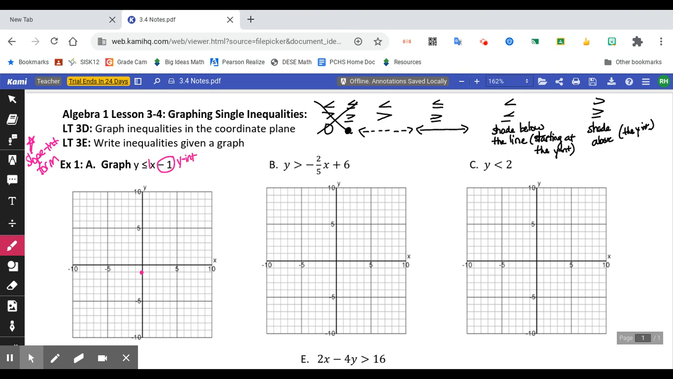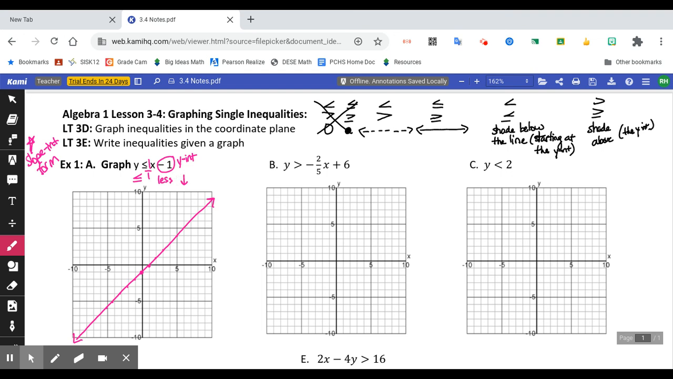My slope is 1 over 1. So I'm going to go up 1, right 1, up 1, right 1, up 1, right 1, and so forth. I'm going to do a few this way. Okay? And then I'm going to look at my type of symbol before I put in my line. So it's less than or equal to, which means it has a solid line. So I'm going to go from one side to the other with a solid line. Arrows at both ends, okay? And this is less than or equal to.